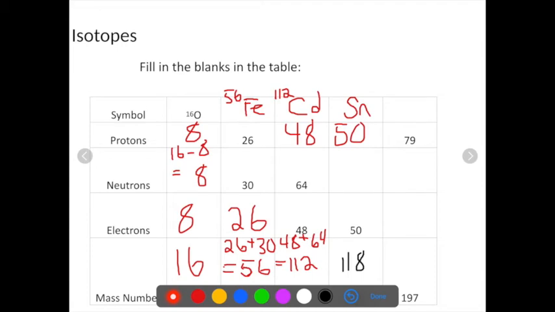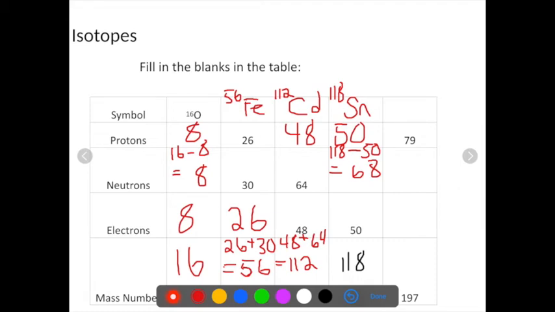Okay. So we have 118 for our mass number. To find our neutrons, all we have to take is our mass number, 118, minus our protons, and that gives us 68 for our neutrons. Okay, so we're going to put our 118 up here with our symbol. So we have 118 is our isotope.